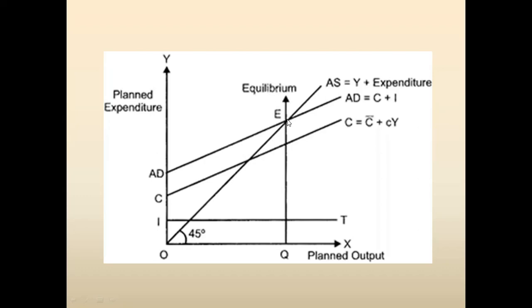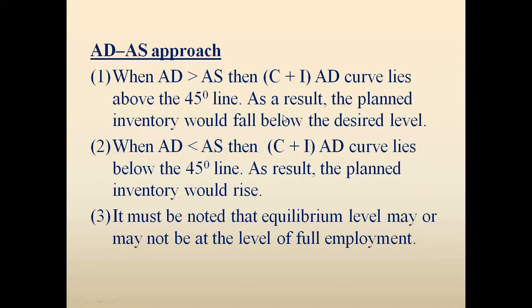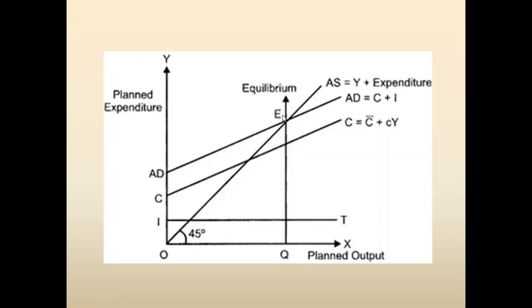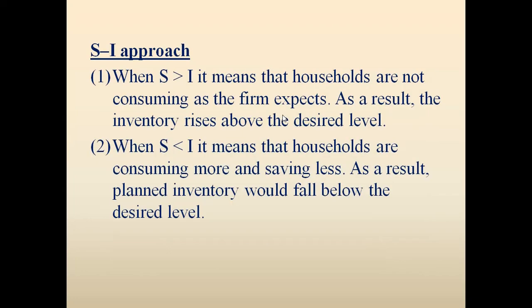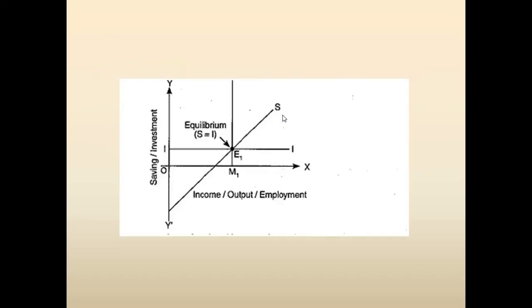Sorry, not the market, but your economy will be at the equilibrium point. So let us assume that this is your situation of AD more than AS, and this line is AD less than AS. In both these cases, your equilibrium can be achieved, and it should be noted that this equilibrium may or may not be at the level of full employment. Now the S-I approach, a very simple concept. This is it.